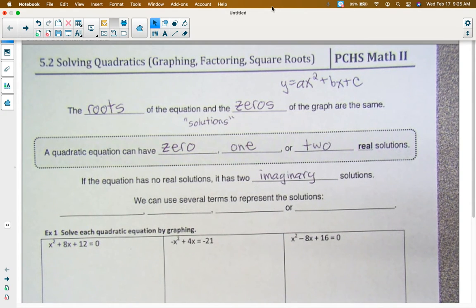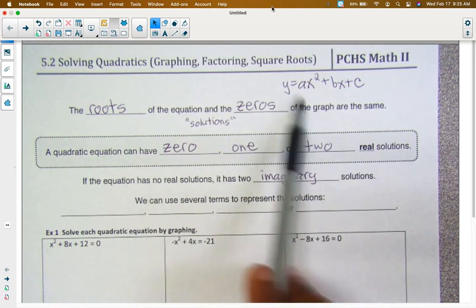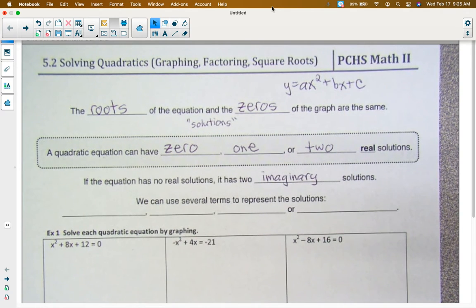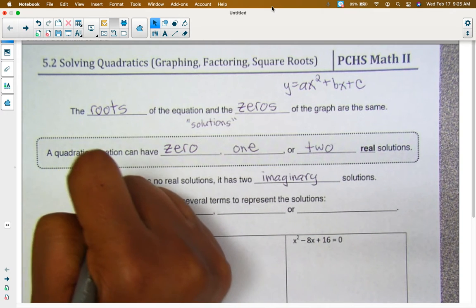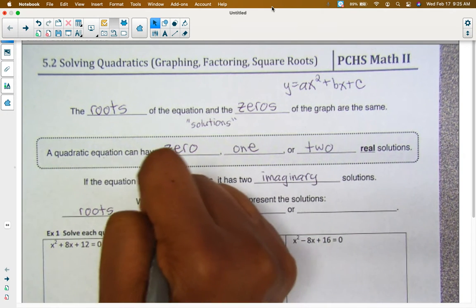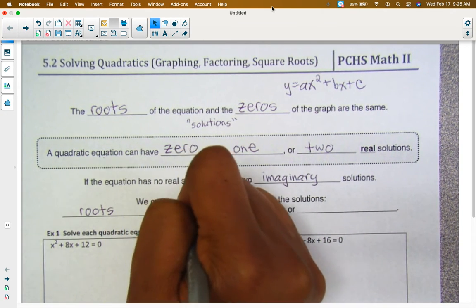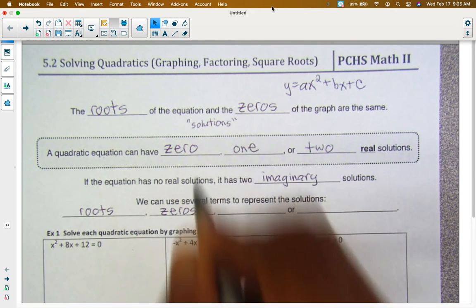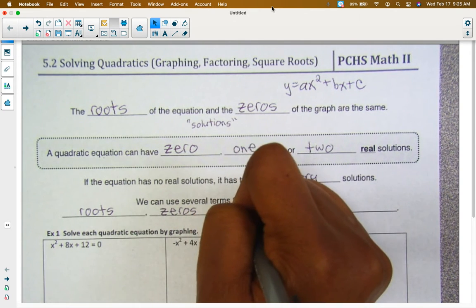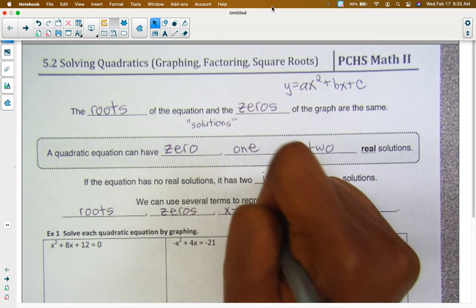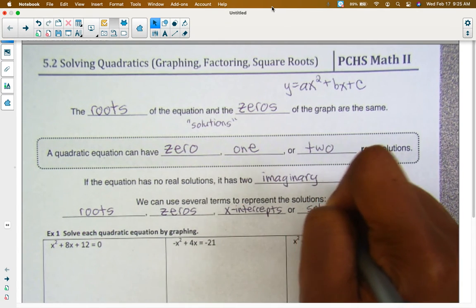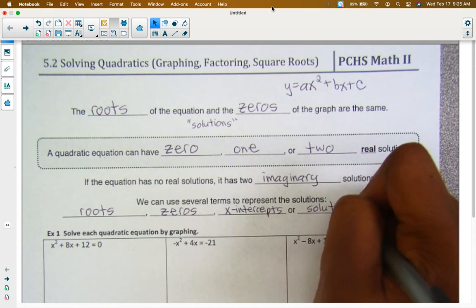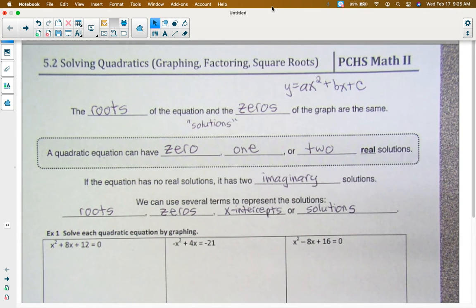We can use several terms to represent the solution. So we're just going to rewrite them again. That's what I was saying up here. We have lots of different ways to say find the solution. We can use the word roots. We can use the word zeros. We can use the word x-intercept. Or we can use the word solutions. So all 4 of these words are synonyms.